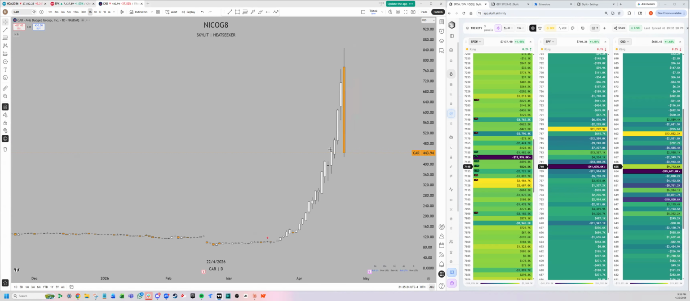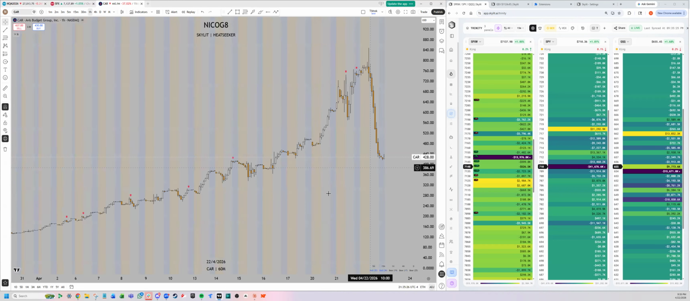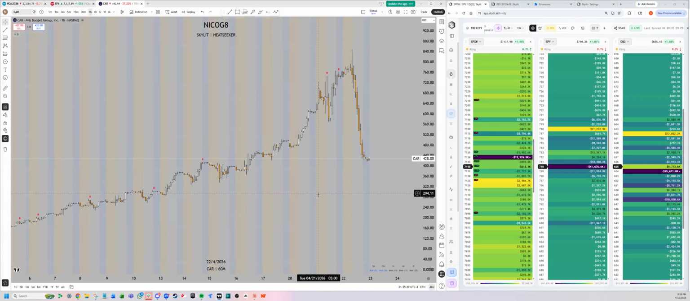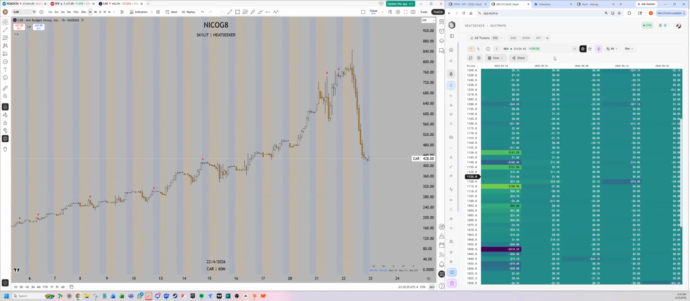Holy crap, car got murdered. All right, I guess that was due at some point. All right.